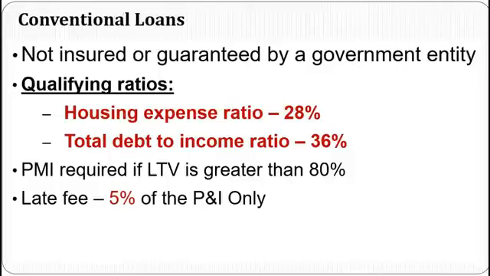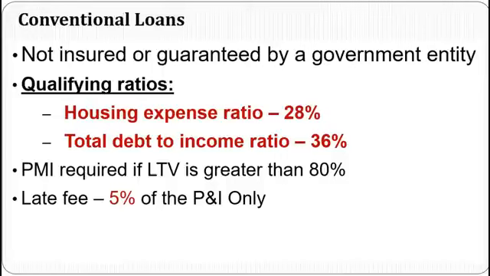PMI is required if the borrower puts less than 20% down, meaning the LTV is higher than 80%. And listen to what I'm saying here because it goes right over people's head. The late fee is 5% of the P&I only, not the PITI, not the payment. They cannot charge you a late fee on the taxes and insurance portion. So they're going to try to trick you. The late fee is 5%, but the P&I portion only.